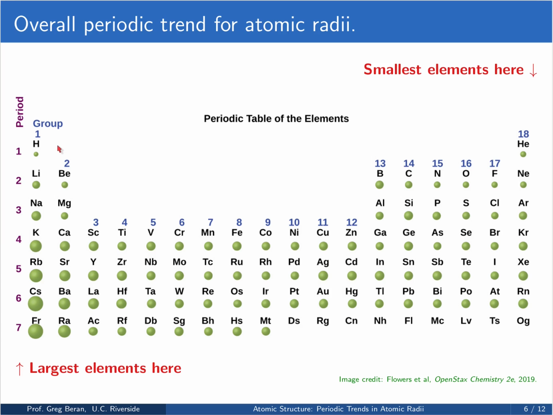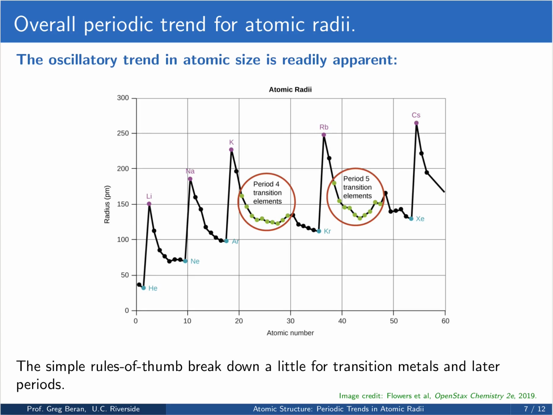When we combine the fact that these atoms generally get larger as you move down the table and smaller as you move right across the table, we end up finding that the largest elements are near the bottom left corner of the periodic table and the smallest elements are in the upper right corner of the table. Here's another representation of the sizes that makes some of these trends more obvious.